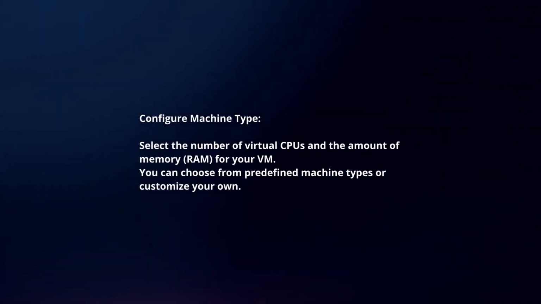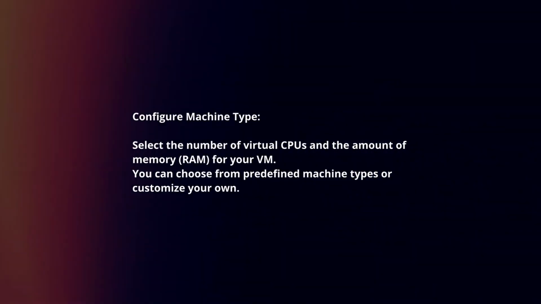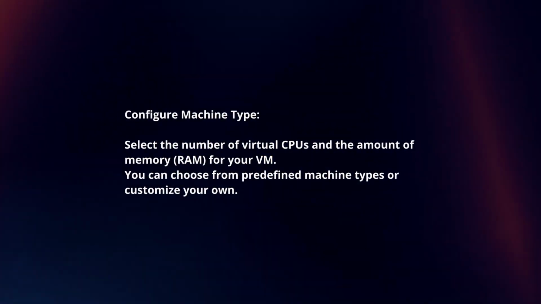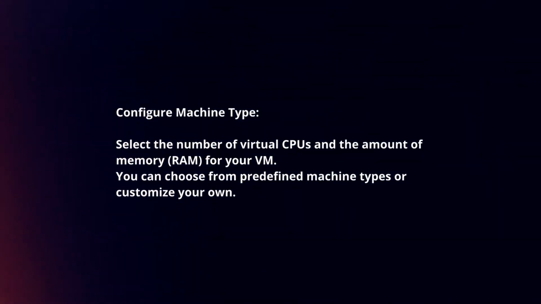Configure machine type. Select the number of virtual CPUs and the amount of memory for your VM. You can choose from predefined machine types or customize your own.